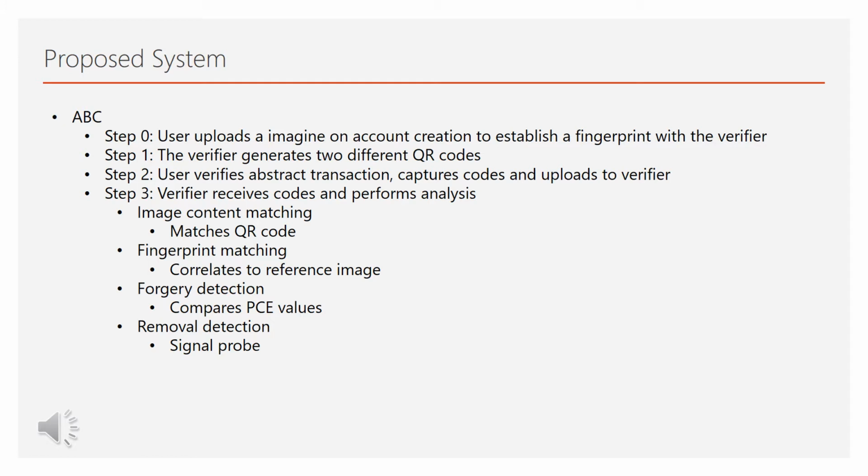Forgery detection, they want to make sure that nobody edited the QR codes. They could do this by comparing the PCE values. And they want to make sure that the signature from the photograph was not removed, and that is where the handy dandy signal probe comes in.